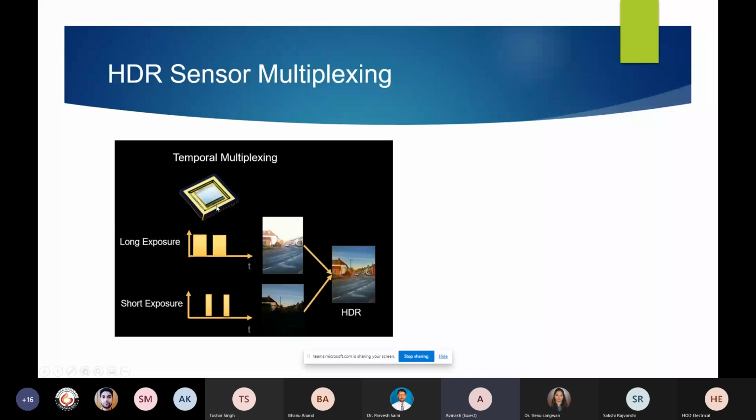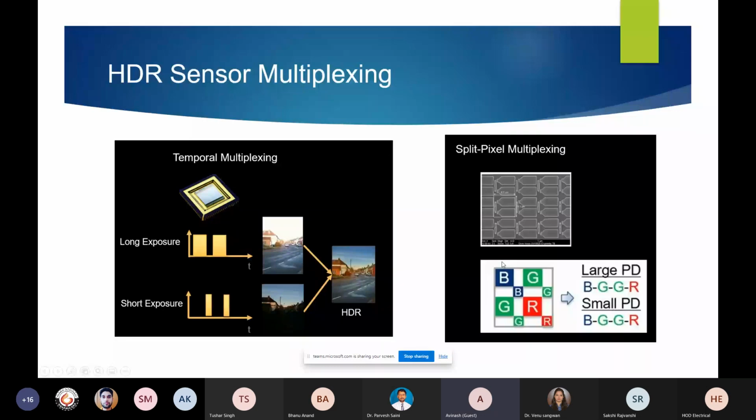Another way to avoid this could be to use multiple photodiodes representing the same pixel within the sensor itself. So there's one subpixel here capturing long exposure data, and the other capturing low exposure data. The sensor itself, in that case, is capturing both exposure values at the same time and merging them within the sensor. In that case, the FPS doesn't need to be lowered.